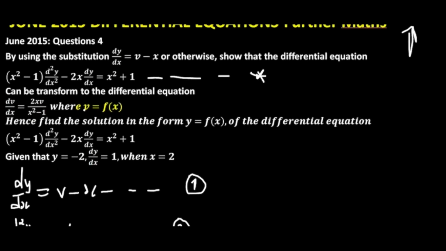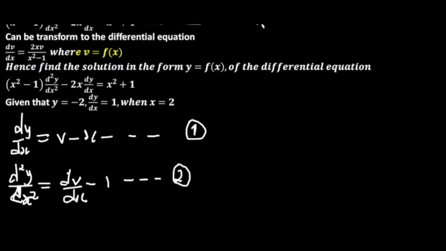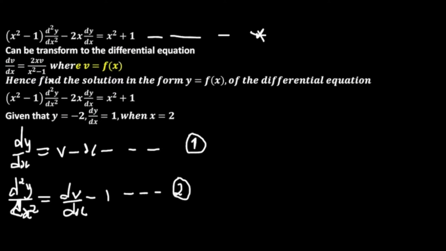Now we want to transform this to this, but we already know that our dy over dx is v minus x. So anywhere we see dy dx, we simply replace it with v minus x, and anywhere we see d squared y over dx squared, we'll replace it with dv over dx, so that at the end we have something like that. So substituting equation 1 and equation 2 in equation star.